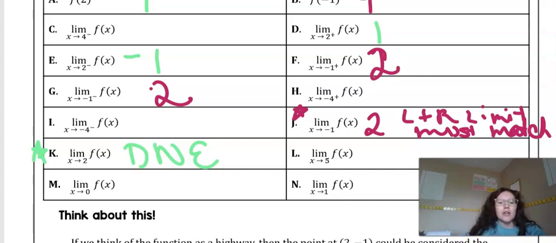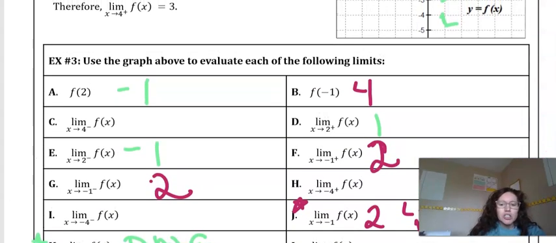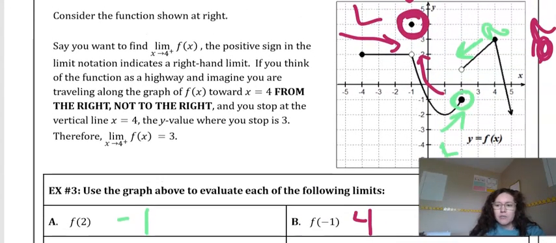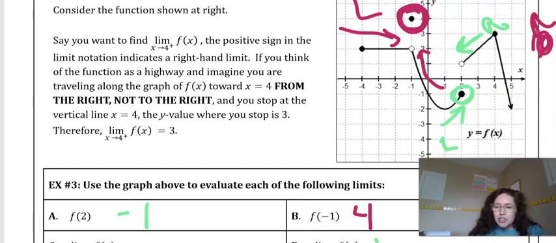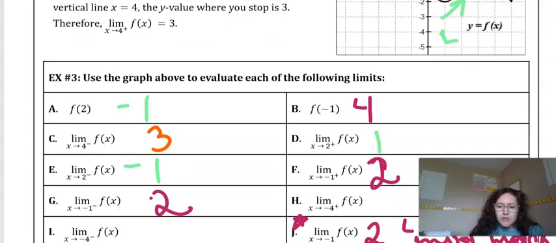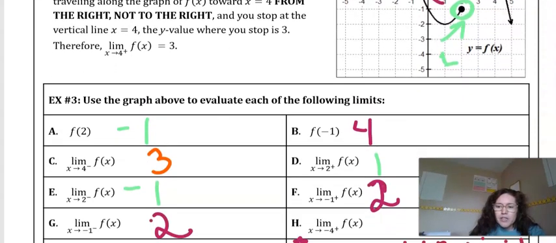What's the next thing they want? Oh, negative 4. Sure thing. Nope, that's positive 4. Totally lied to you, friends. Positive 4 from the left, popping up there at 3, right? Are there any other 4s on here? Positive 4 from the right, coming up that hill. It's still approaching that 3.